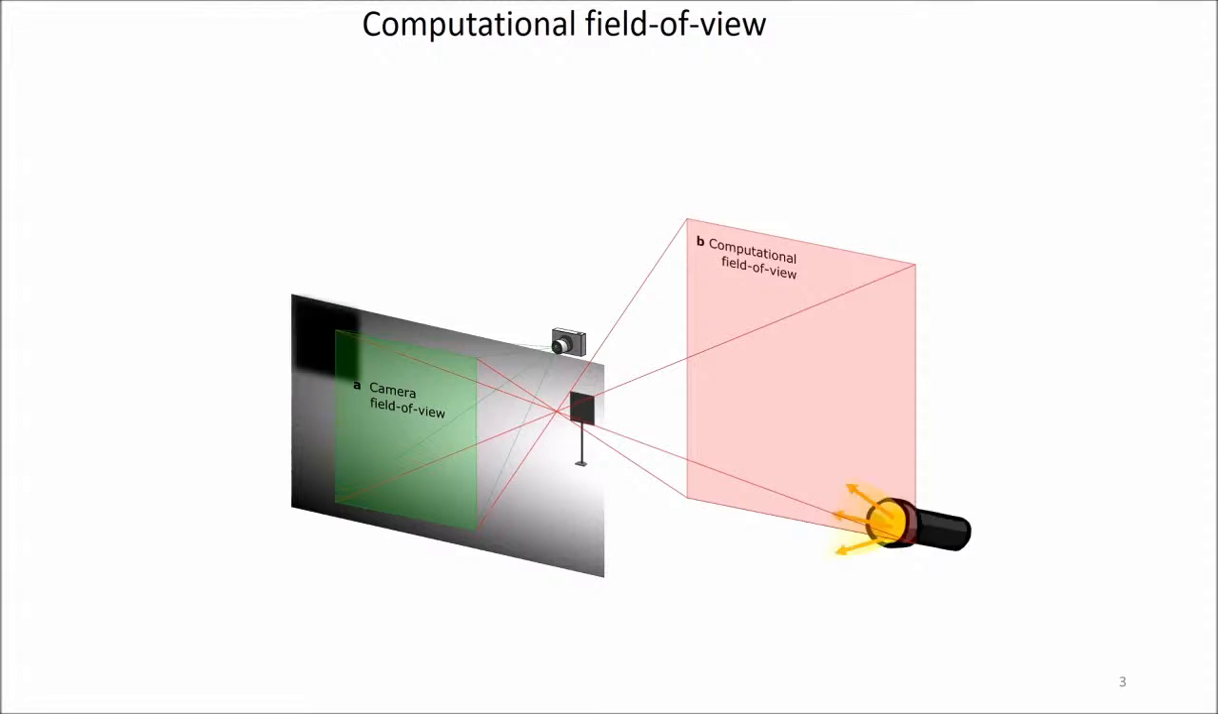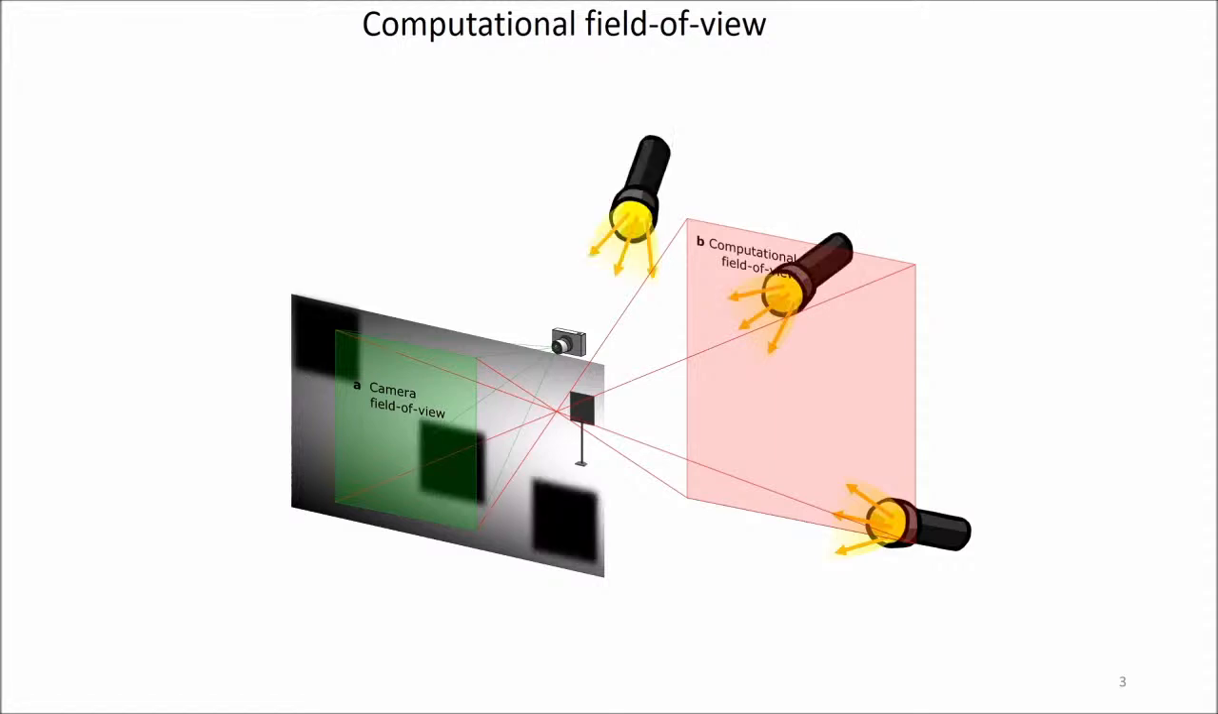Light coming from a point within the computational field of view casts a unique shadow into the camera's field of view. Points outside of the computational field of view do not cast shadows into the camera field of view, and their contributions can be considered a background term, which can be included in the B term.